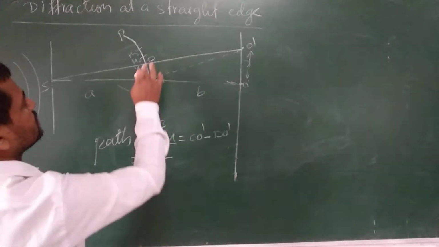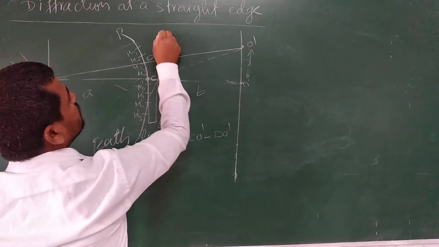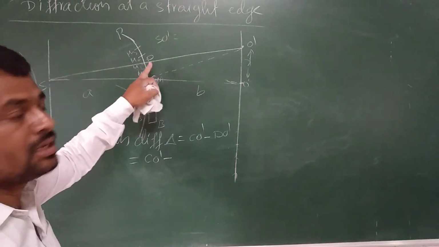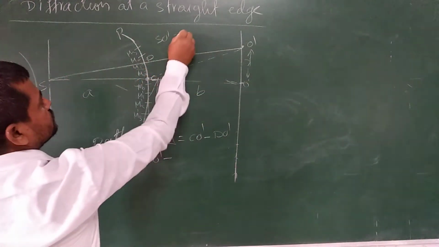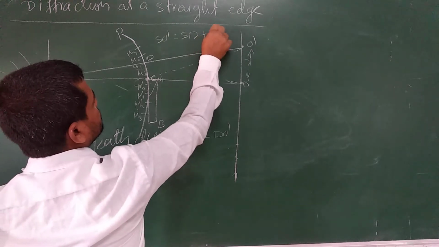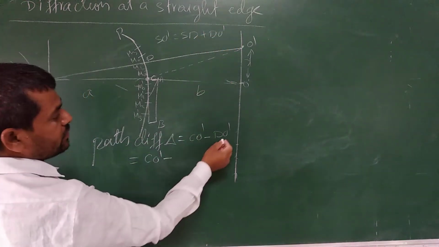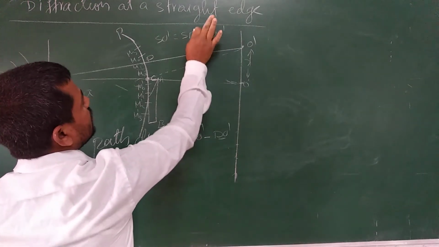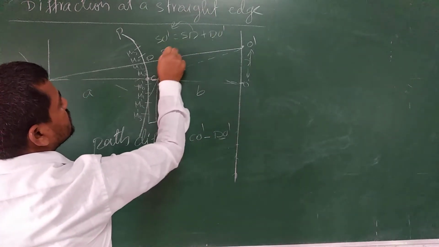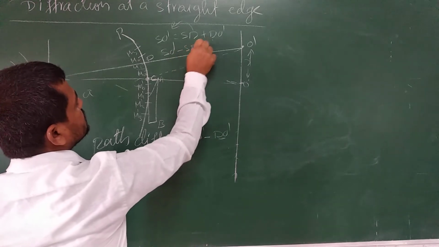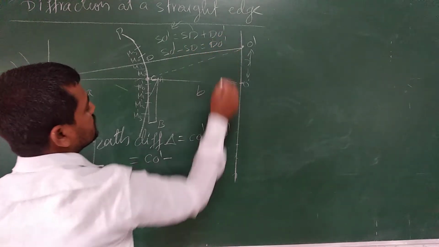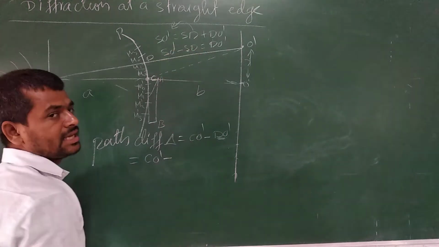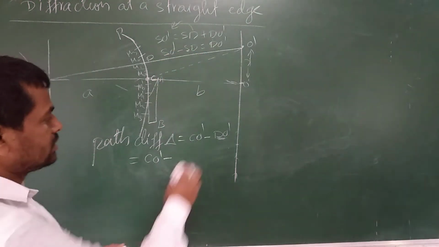That means from here to here, S O dash can be written as S D plus D O dash. But what we want is D O dash. So from this, keep D O dash here and bring this side: S O dash minus S D is equal to D O dash. So in the place of D O dash, we can write S O dash minus S D. Right? So that is what we are writing here.